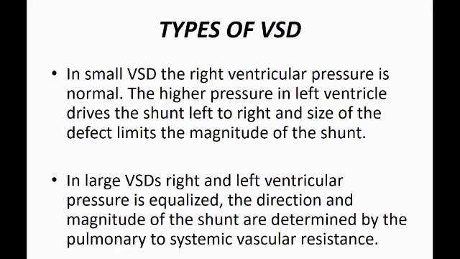In a small VSD, the right ventricular pressure is normal. The higher pressure in the left ventricle drives a shunt from left to right, and the size of the defect limits the magnitude of the shunt. It means in a small VSD, there is a small amount of shunting of blood from left to right because of the size of the defect. On the other hand, in large VSDs, right and left ventricular pressures are equalized, and the direction and magnitude of shunt are determined by the pulmonary to systemic vascular resistance.